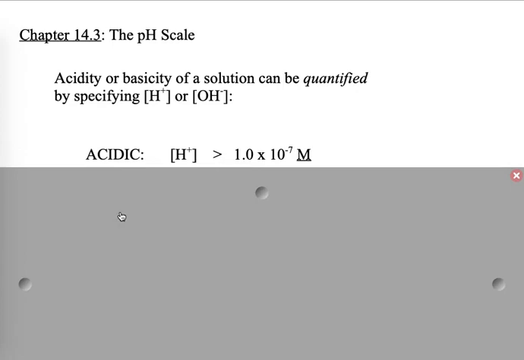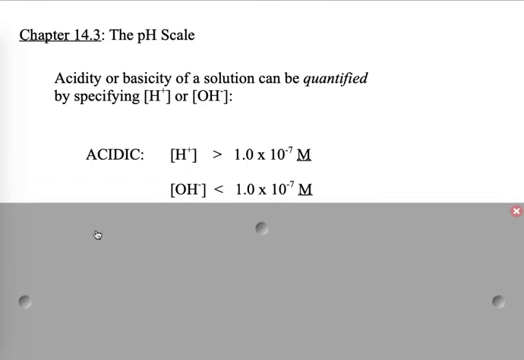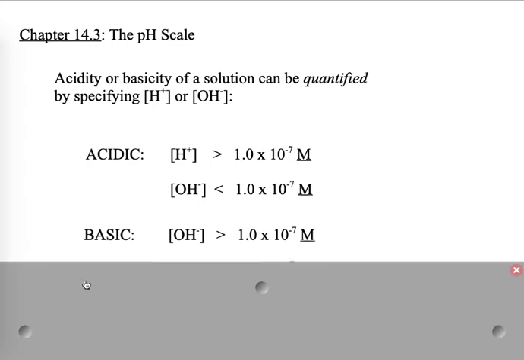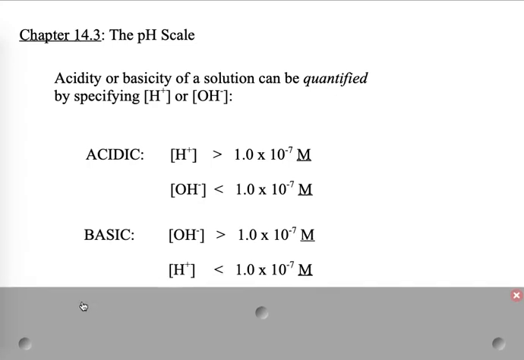An acidic solution is one in which the hydrogen ion concentration is greater than 1.0 times 10 to the negative 7th molar, and because the hydrogen ion concentration and the hydroxide ion concentration are inversely proportional, the hydroxide ion concentration is less than 1.0 times 10 to the negative 7th molar. Correspondingly, we know it's a basic solution if the hydroxide ion concentration is greater than 1.0 times 10 to the negative 7th molar, and therefore the hydrogen ion concentration is less than 1.0 times 10 to the negative 7th molar.